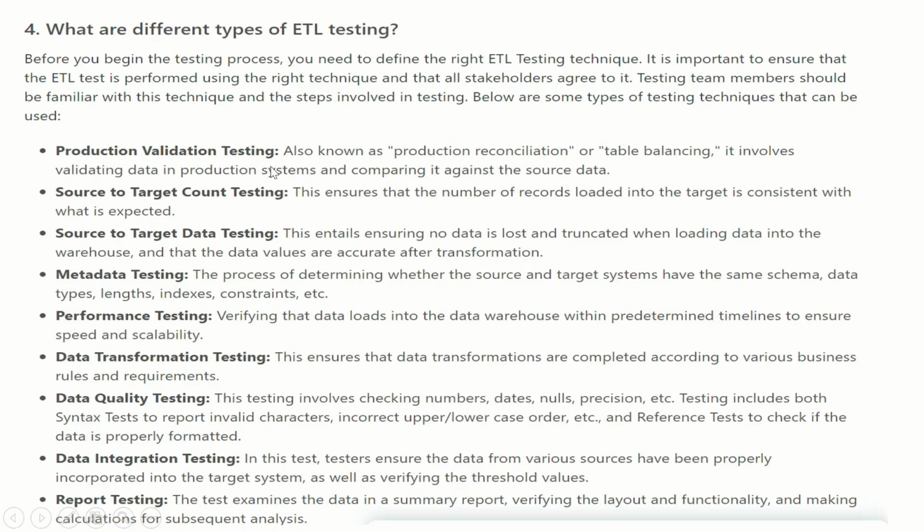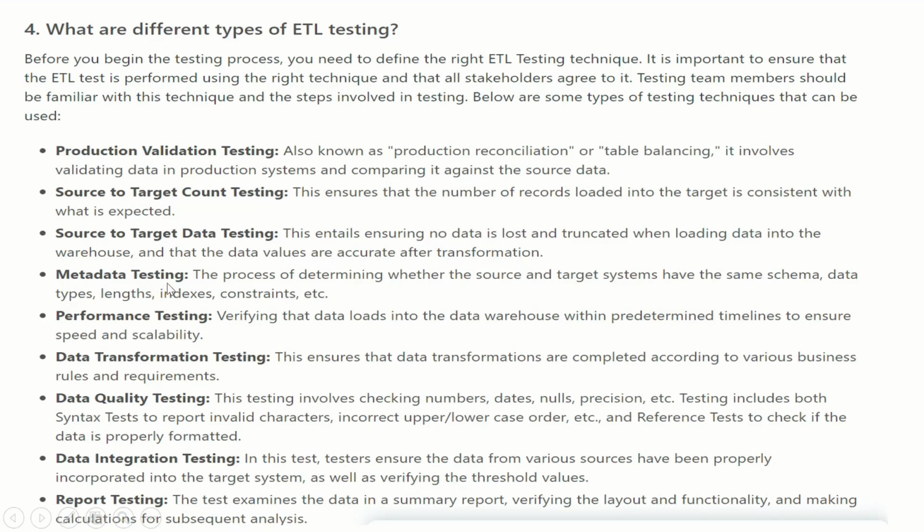That is production validation testing, also known as production reconciliation or table balancing. It involves validating data in production systems and comparing it against the source data. Then source to target count testing. This ensures that the number of records loaded into the target is consistent with what is expected. Source to target data testing. This entails ensuring no data is lost or truncated when loading data into the warehouse, and that the data values are accurate after transformation. Means there should not be data loss.